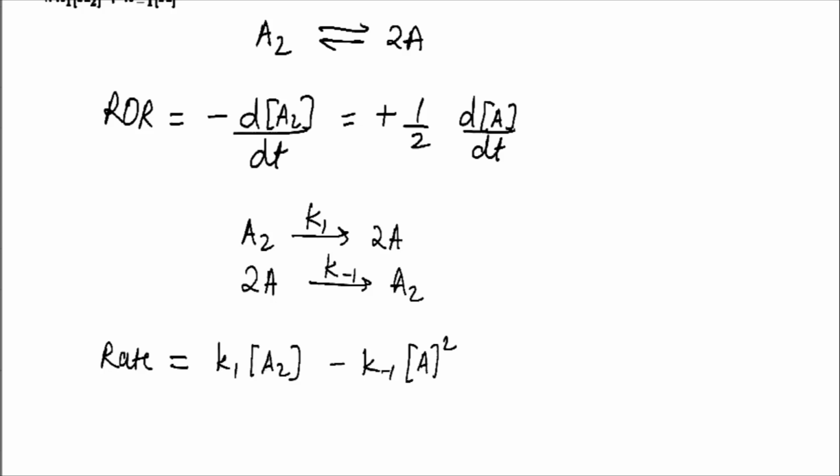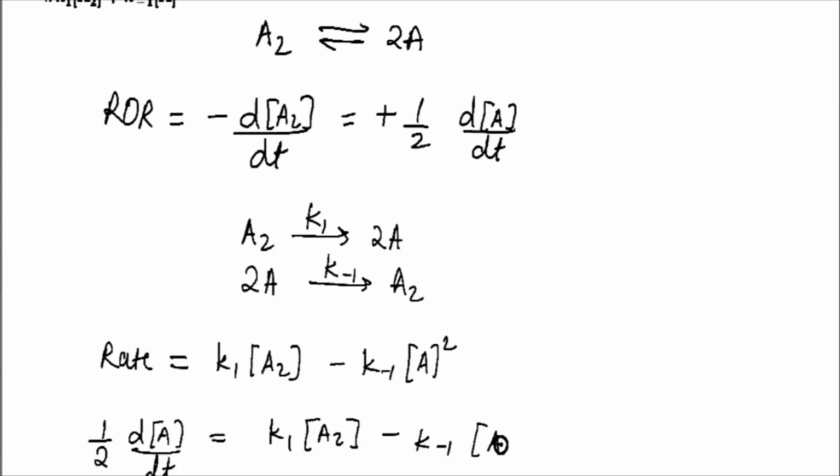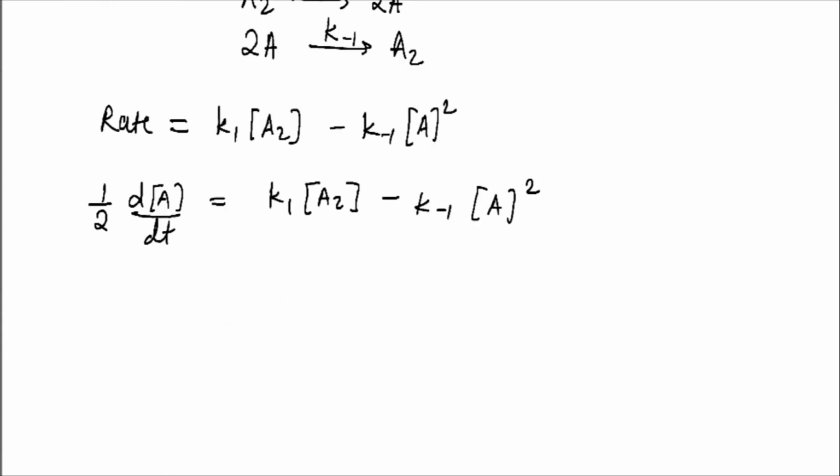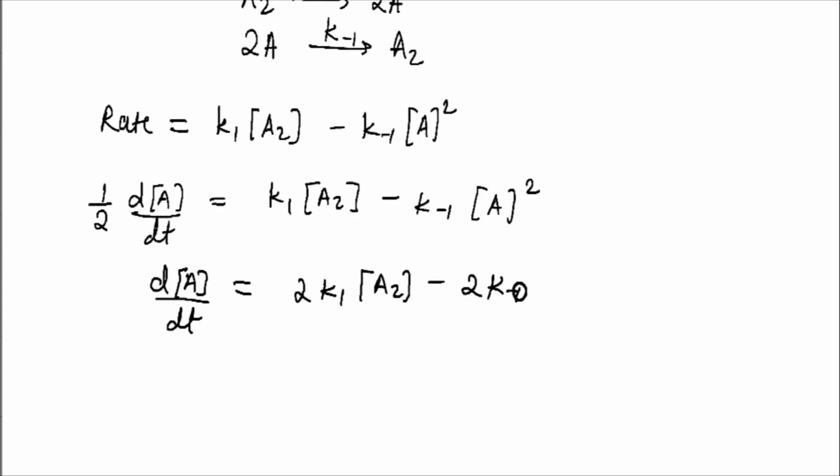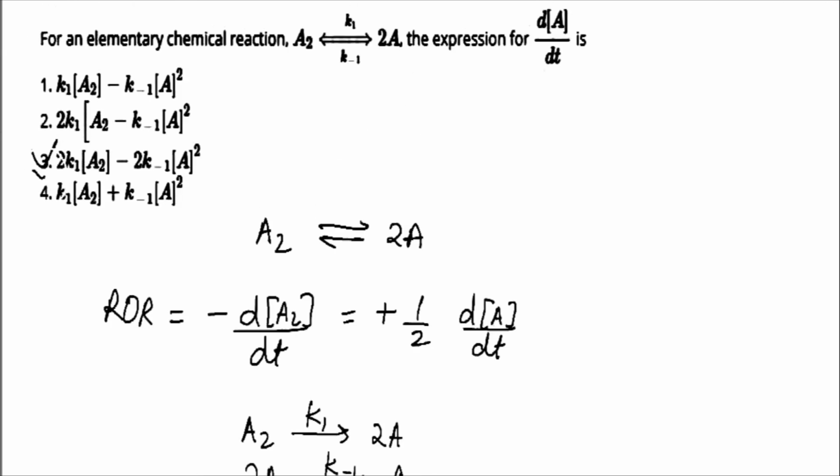So now rate is equal to half dA by dt, so we can write half dA by dt is equal to K1 A2 minus K minus 1 A square. So now we can find dA by dt is equal to 2K1 A2 minus 2K minus 1 A square. So this is our answer. So let's check our options. So option 3 is correct.